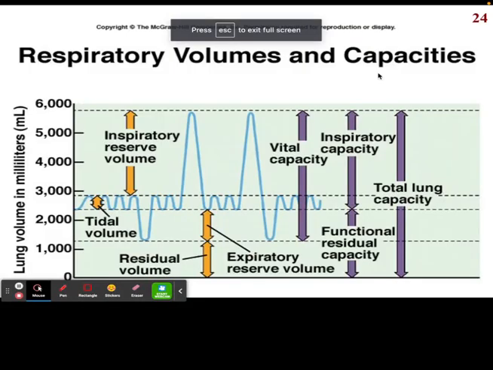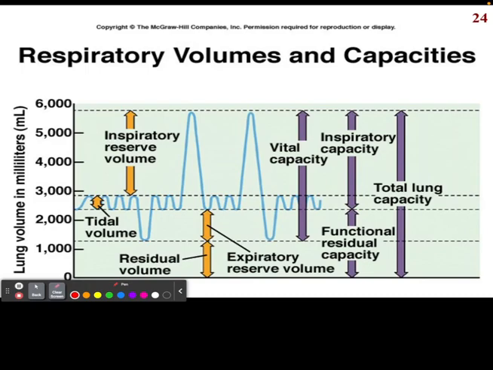Hey everyone. So in this video we are going to discuss some terms regarding the respiratory volumes and capacities. As we discussed in the previous video, when we're talking about breathing, we can measure how much air can enter and leave the lungs. And there are a number of ways that we can measure this.